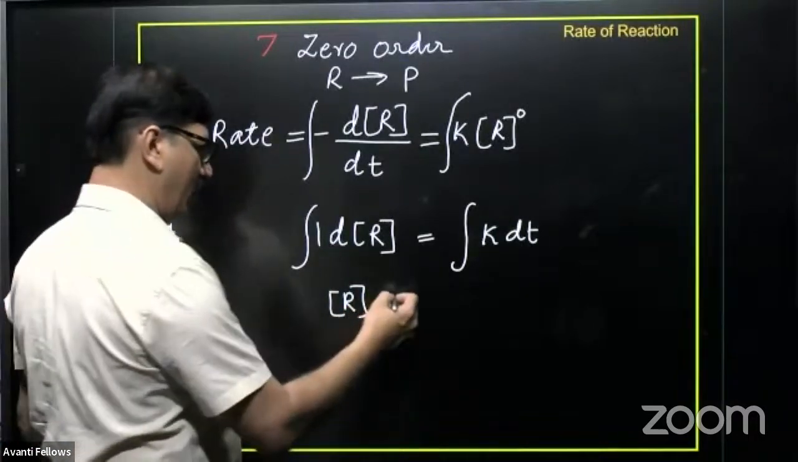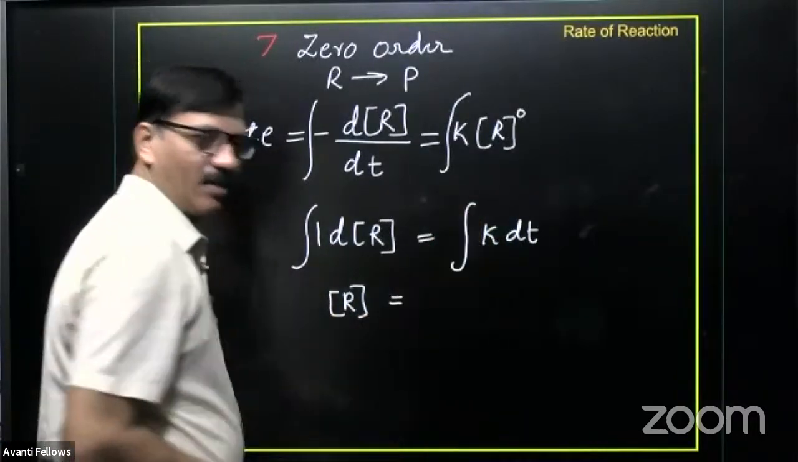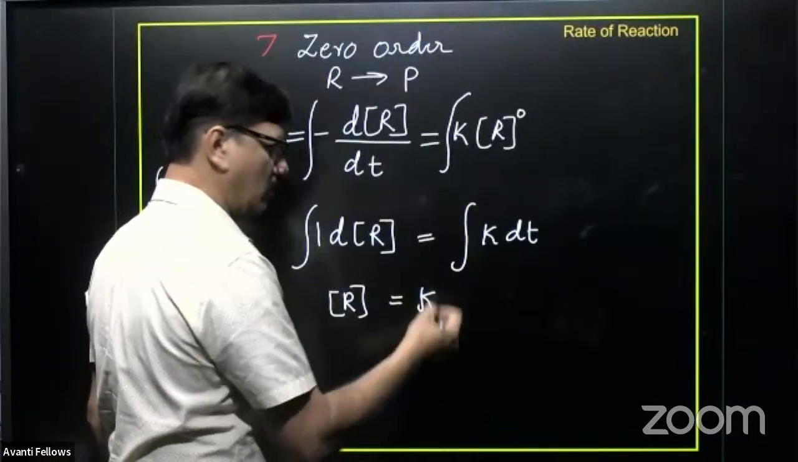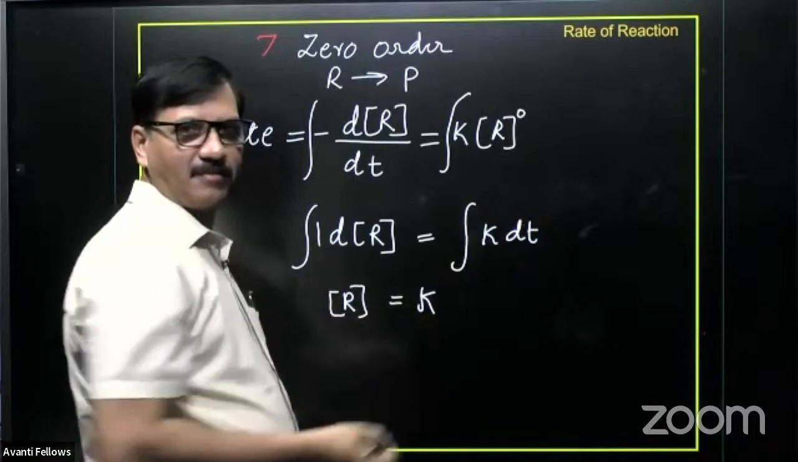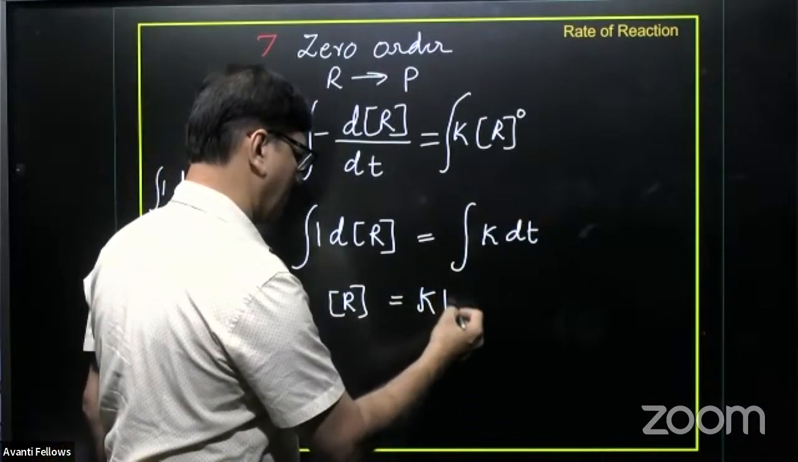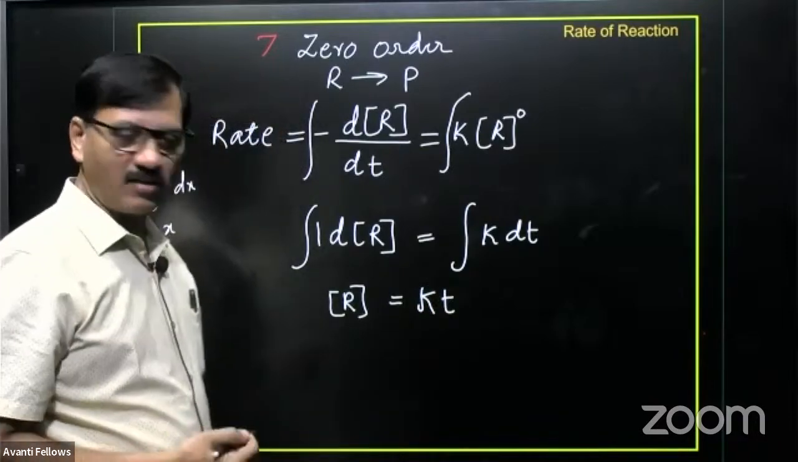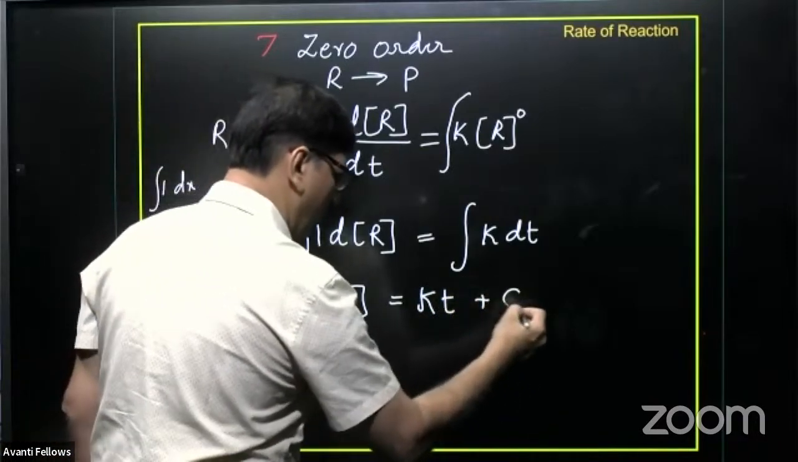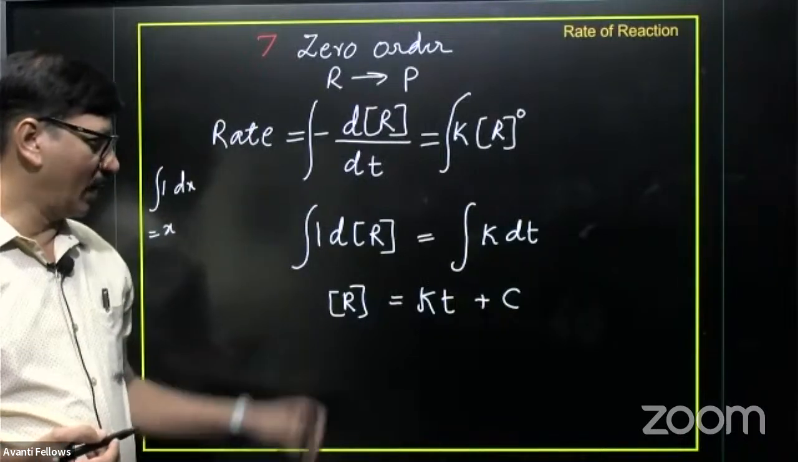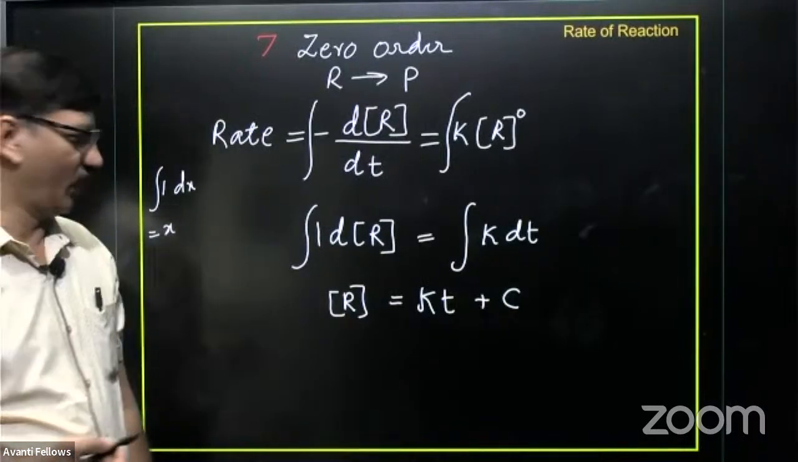Okay. And integration of a constant is constant. K can be taken outside. Integration of 1 dt is t itself. And there is a constant of integration that you have to write. Right? So the expression takes this form.